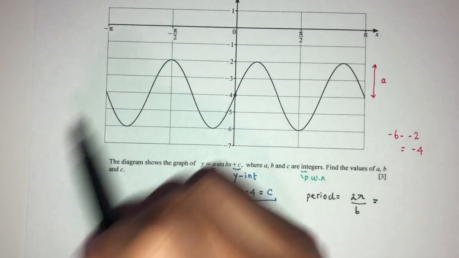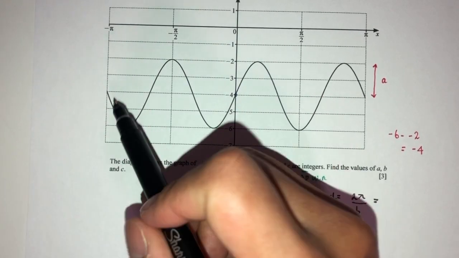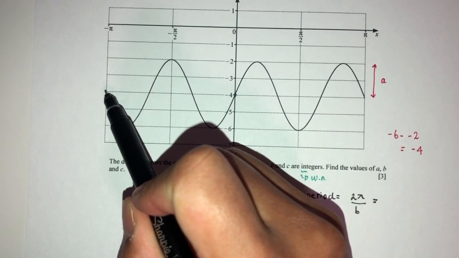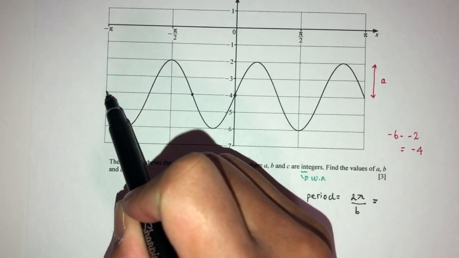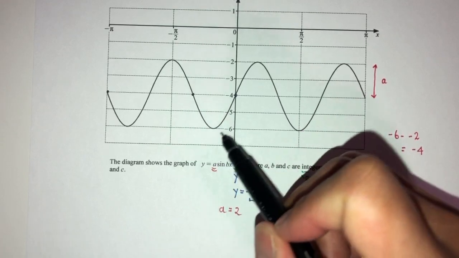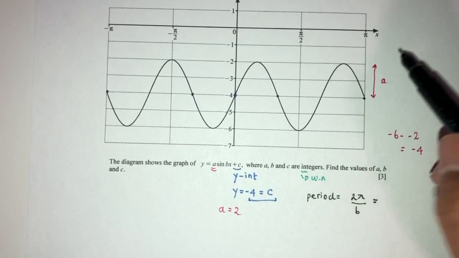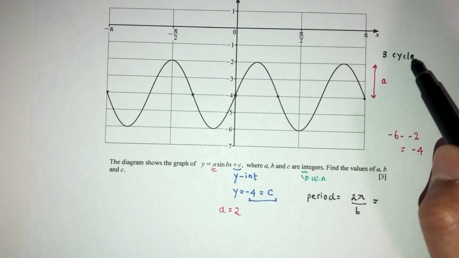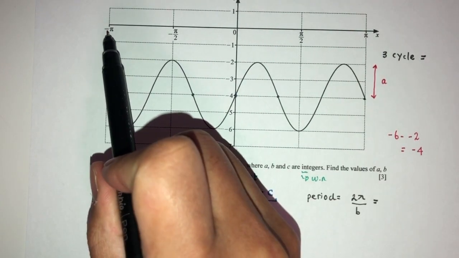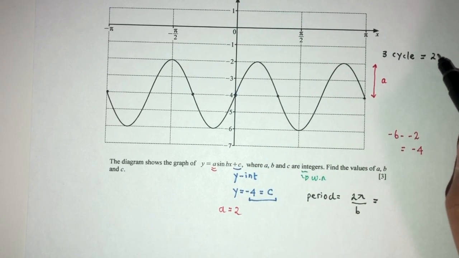As you can see, the period is basically the distance it takes to complete one cycle. For example, if I start here, I will do all this. This will be one cycle, that will be 2 cycles, and that will be 3 cycles. Now as you can see, we have 3 cycles. It took minus pi to 0 and then 0 to 2 pi. It took 2 pi to complete 3 cycles.